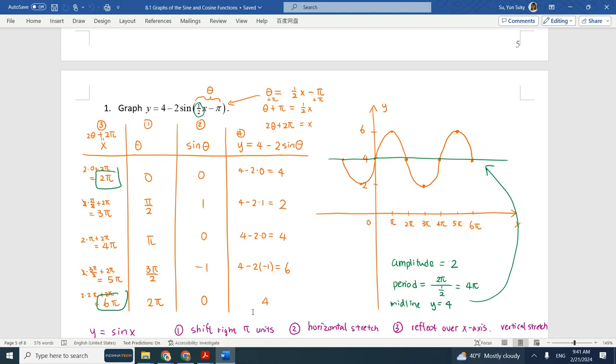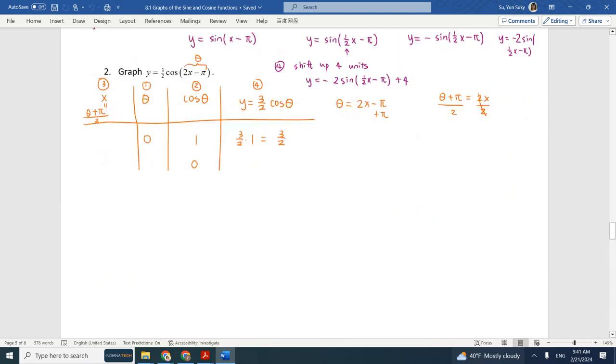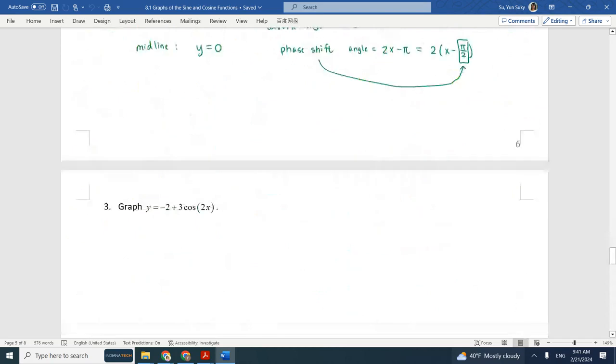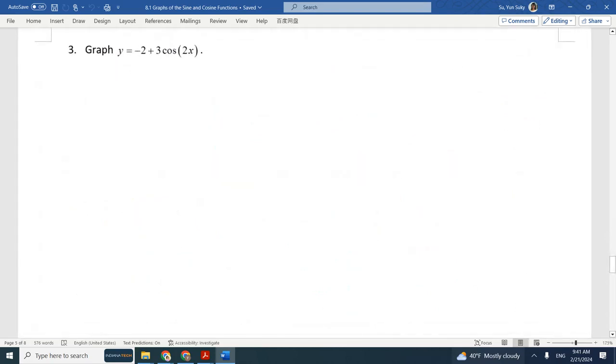Okay. So we did 2 examples last time. And now, everybody, please do example 3. So this is your turn. Do example 3.